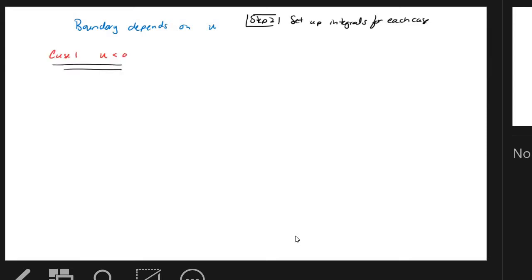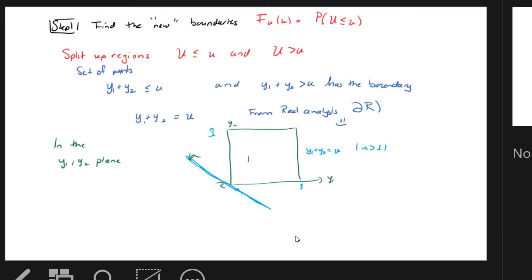Boundary depends on u. So you're going to set up each of the cases. Case 1 is that u is less than 0. So you have to draw that picture up, and it's the intercept that you're looking at. Let me go back to this picture. In this case, the intercept of y1 plus y2 equals u is at u equals 0. So if u is less than 0, it's going to be down here.